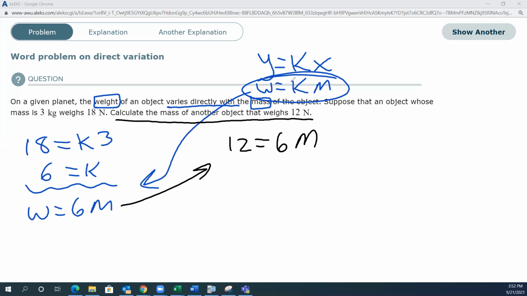And we want to solve for mass. So we divide by 6 and we get 2 kilograms. I know it's kilograms because the last time they talked about mass, it was kilograms. Okay. And then that's how you do it.